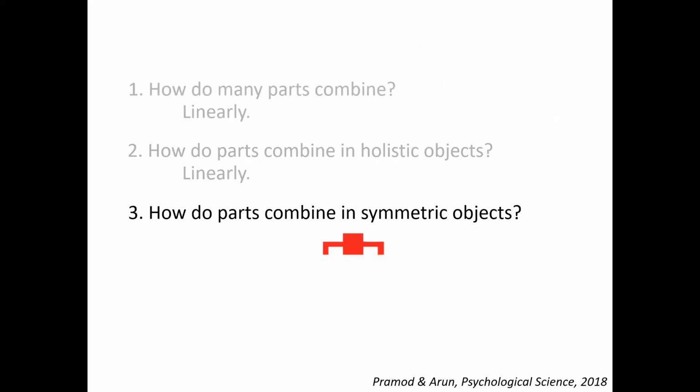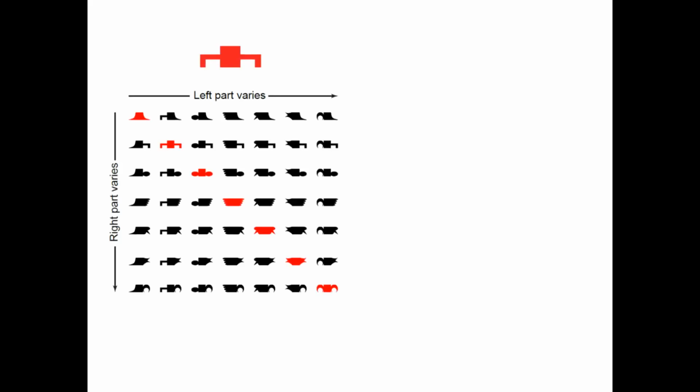And the third question is, what happens for symmetric objects? Because now we have a situation where I can create whole objects with lots of combinations of parts. And what happens when these combinations of parts are special? It turns out that in the same set of objects that I showed you earlier, the diagonal of that matrix of stimuli contains symmetric objects because the same part was present on the left side and right side. So the question is, what is happening for symmetric objects?